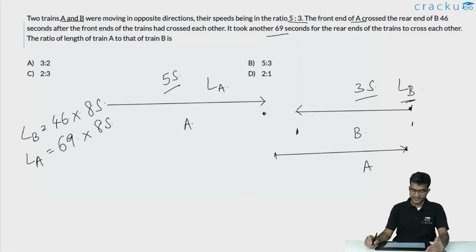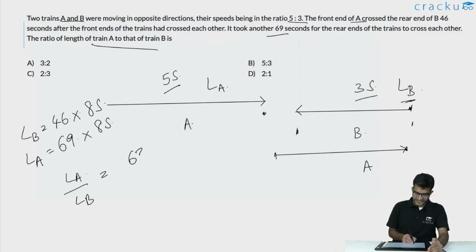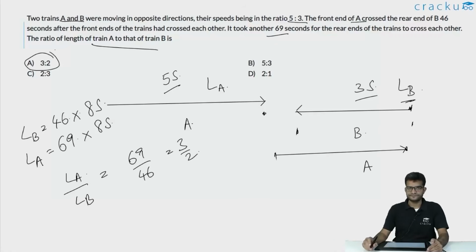What we are asked to calculate is the ratio of the length of train A to that of train B. Now if you divide one equation by the other, LA divided by LB is equal to 69 divided by 46, which is equal to 3/2. So the required ratio is option A, which is 3:2.